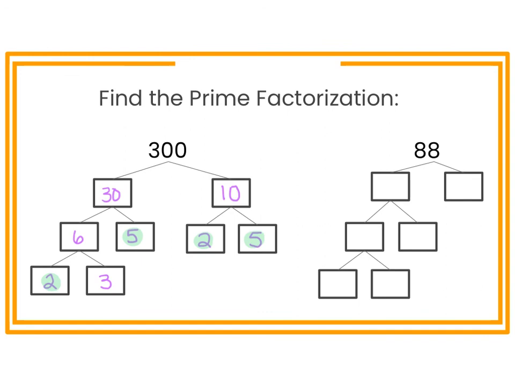I'll circle my prime numbers, and then I'll write them down below in order from least to greatest. I see 2 2s, a 3, and 2 5s. The prime factorization of 300 is 2 times 2 times 3 times 5 times 5.